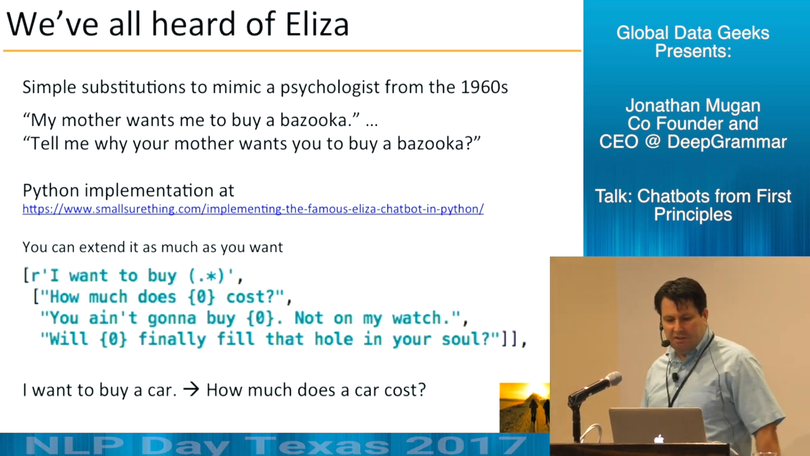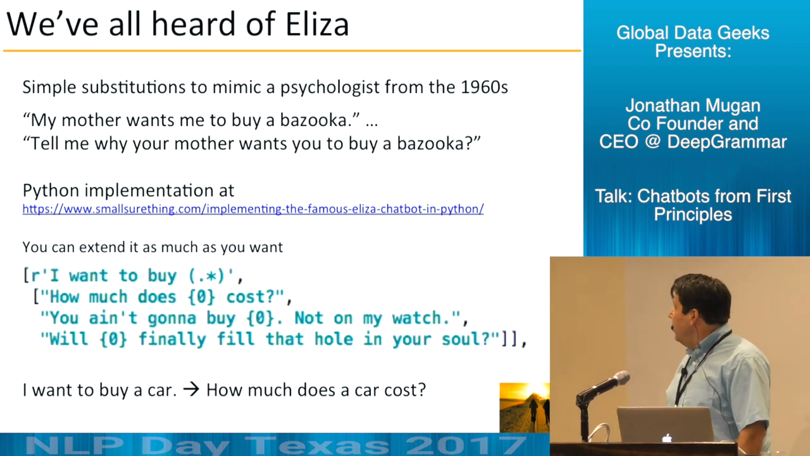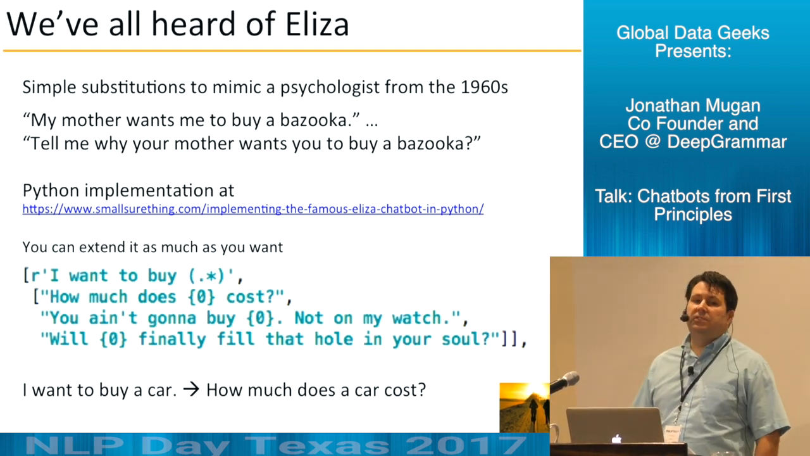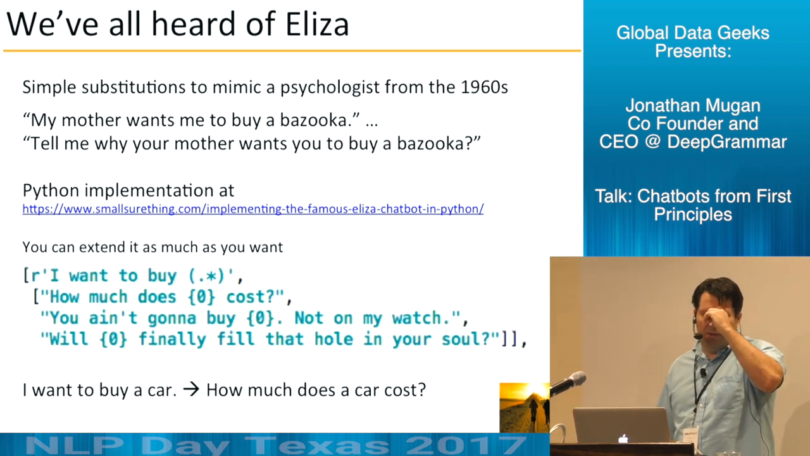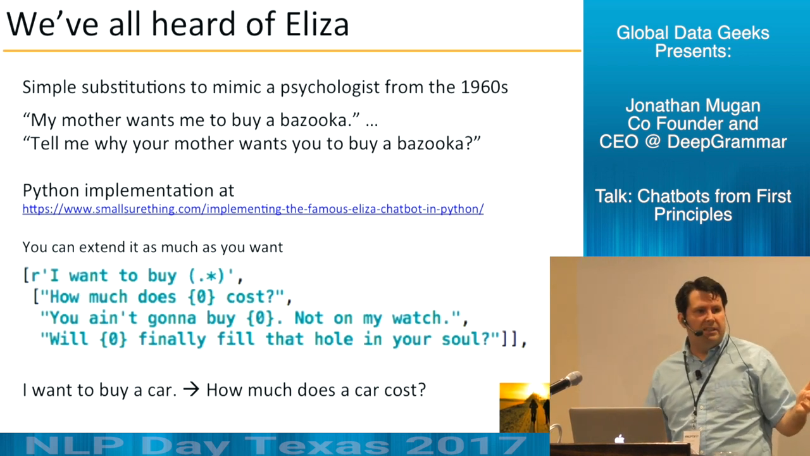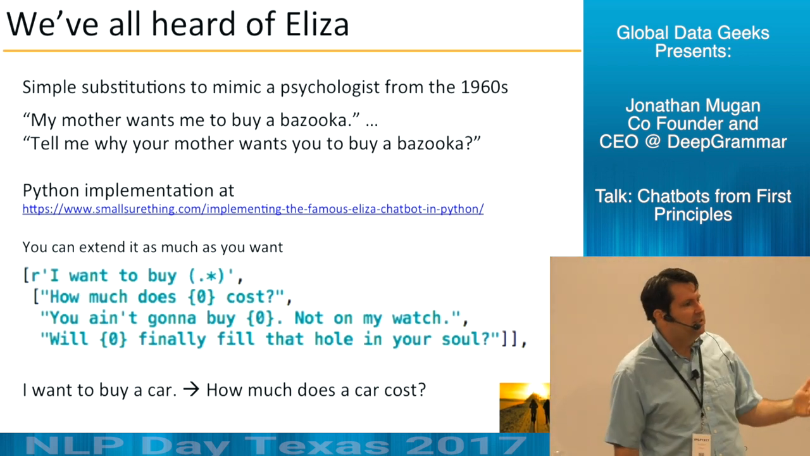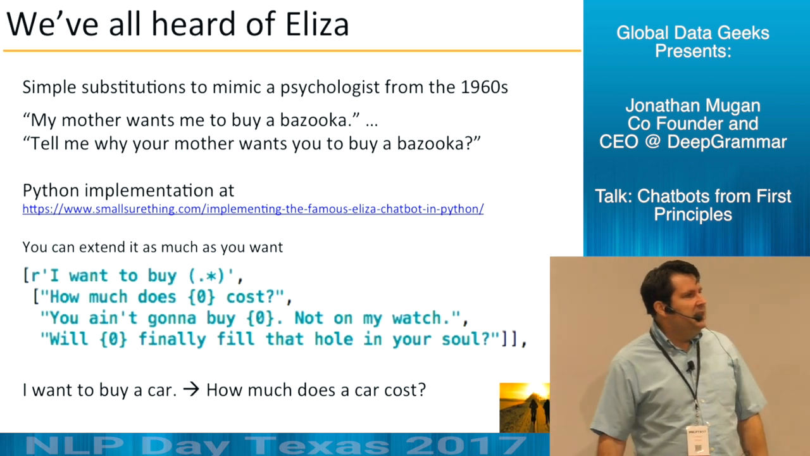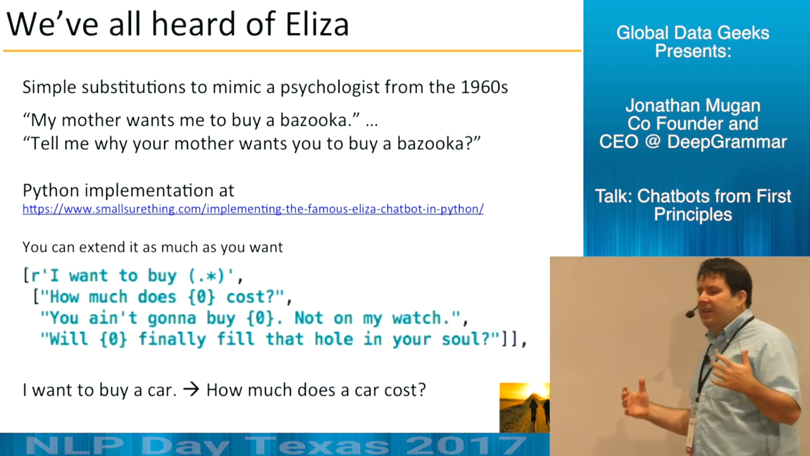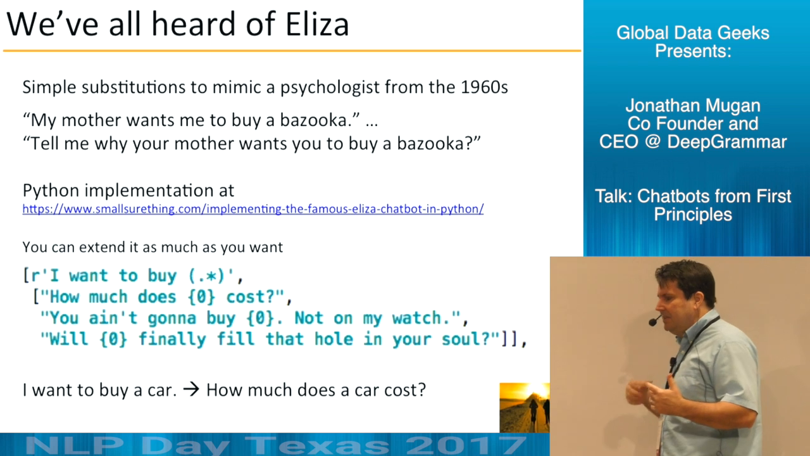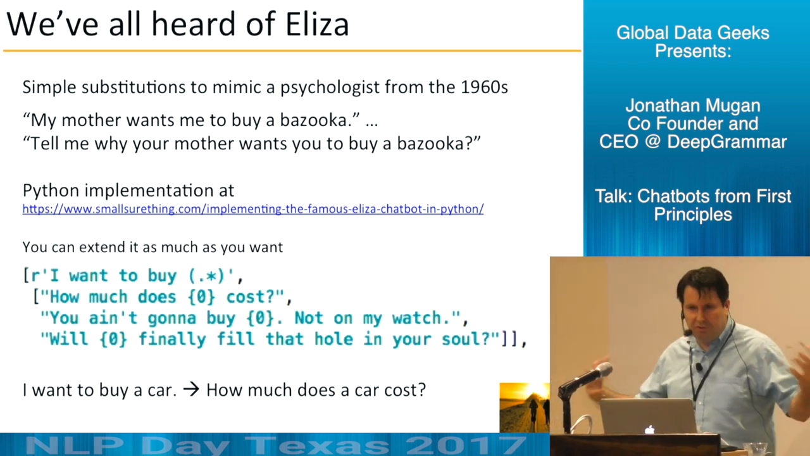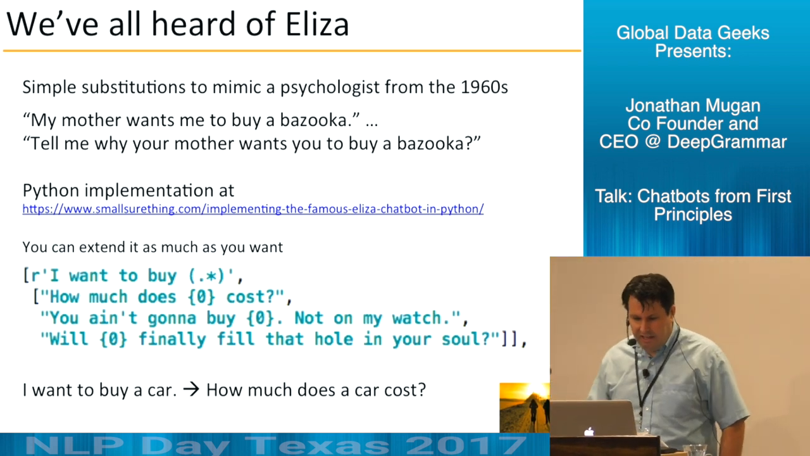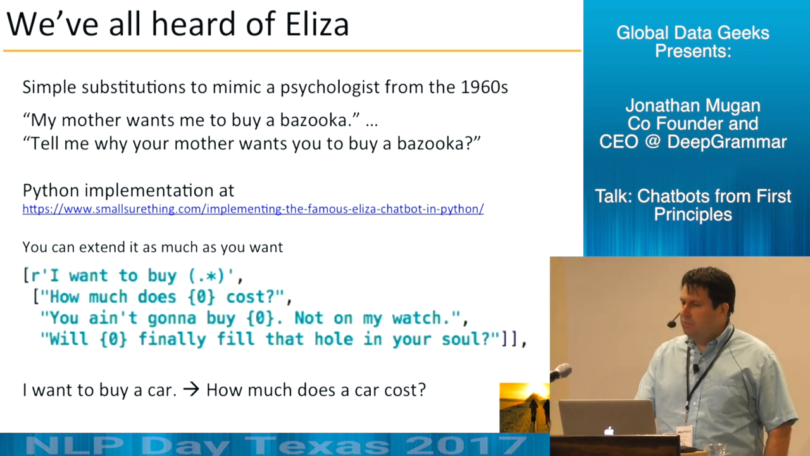I want to buy a car. How much does a car cost? And there's really no point in these kinds of chatbots. So when Eliza first came out, they were amazed at how long people would talk to these things, and they would give their personal secrets. And it's because, of course, deep inside, anything that talks, we feel is human. It triggers these parts in our brain that we have no control over, and so we naturally kind of think it's human, and so we naturally kind of talk to it. But there's really nothing going on, and these kinds of things are pretty pointless.